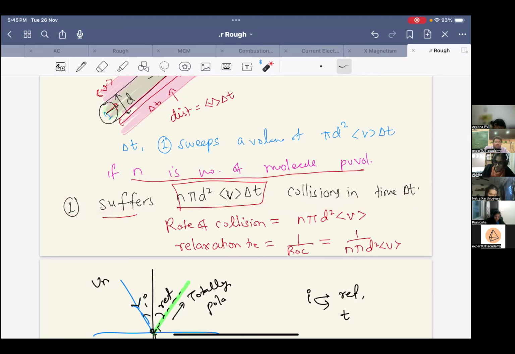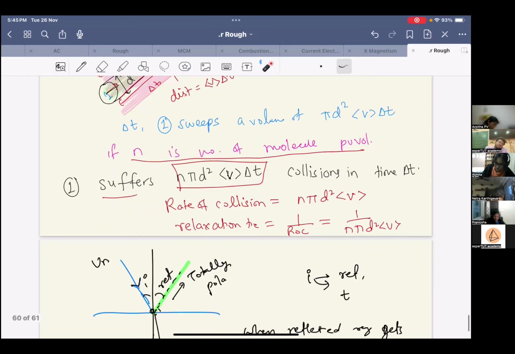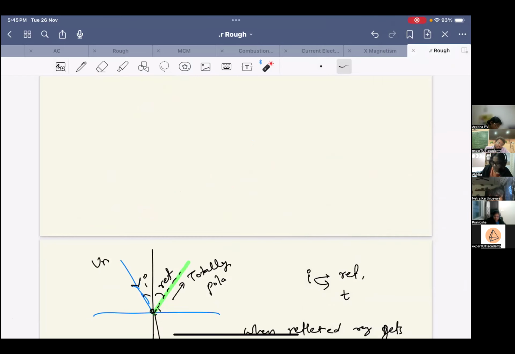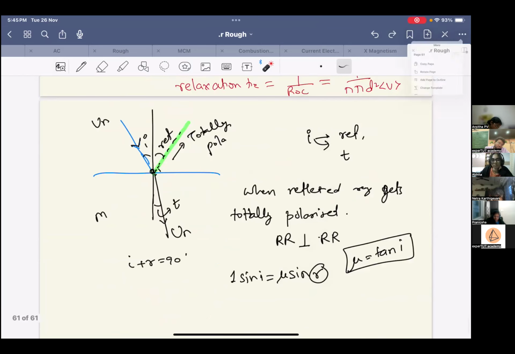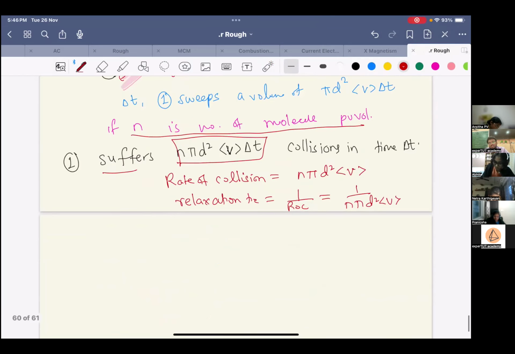Okay. So this is relaxation time, and what is the mean free path? Mean free path is how much distance it covered without colliding. So the mean free path, which is equal to L, is equal to velocity into relaxation time, which is also called tau, because distance is speed into time, right? And that will be equal to 1 by n pi d square. So this is your mean free path formula.